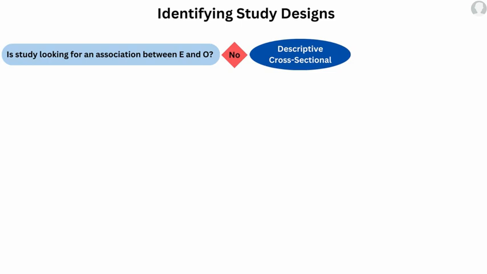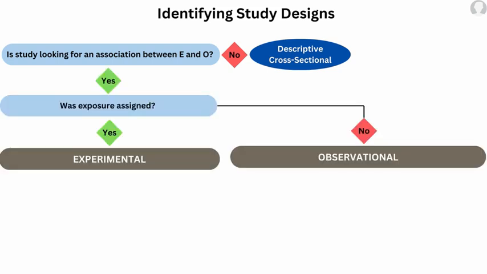As you can see here, we start by asking if the study is looking for an association between an exposure and outcome. If it's not, then it must be just describing a health issue by person, place, or time, in which case the study is a descriptive cross-sectional study. Next, we ask if the exposure was assigned. That is, did the study investigators give the exposure to the study participants? If so, the study is experimental. If not, if the investigators just observed or asked questions or took measurements but didn't actually assign participants to be exposed to something, the study is observational.